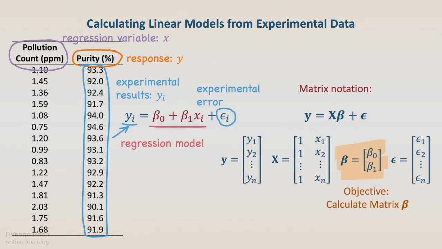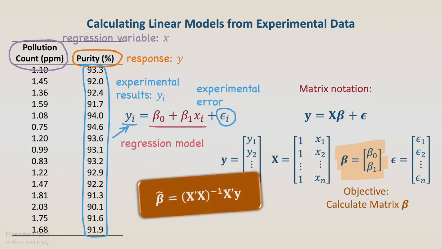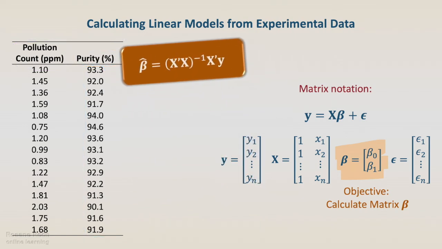Our objective is to estimate the values of beta 0 and beta 1 in the beta matrix. We can calculate the beta hat matrix of the calculated coefficients as the inverse of X transpose times X, times X transpose times y. The notation beta hat means the estimated coefficients of the regression model obtained from the experimental data. Let's now quickly calculate it.